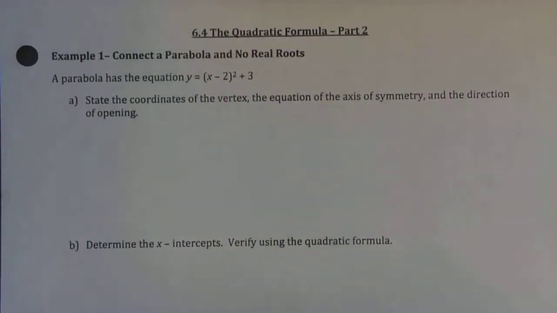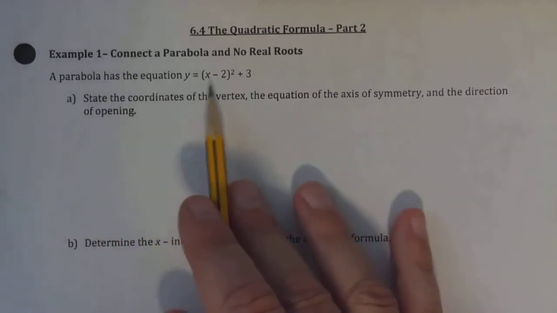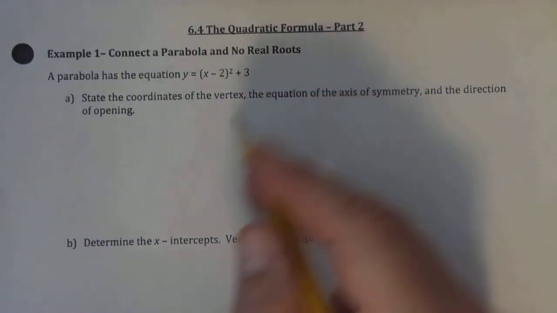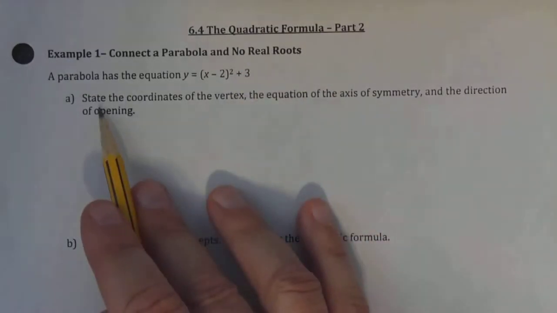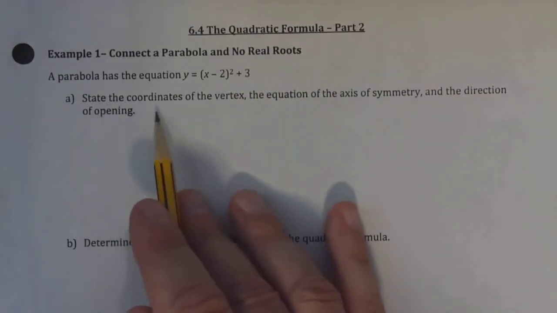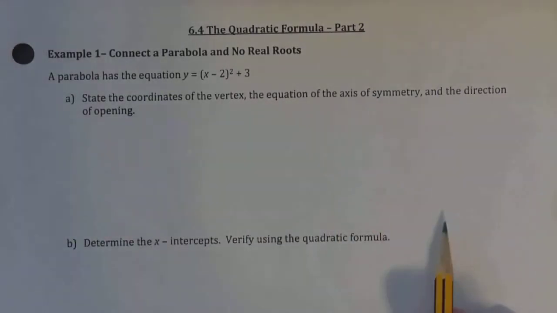Morning, guys. Okay, so we're on 6.4 part 2. We're continuing with this quad formula stuff. So example 1 says a parabola has an equation, and you'll notice that this equation is in vertex form, which is good because the question A says state the coordinates of the vertex, axis of symmetry, and the direction of opening. So that's pretty easy.